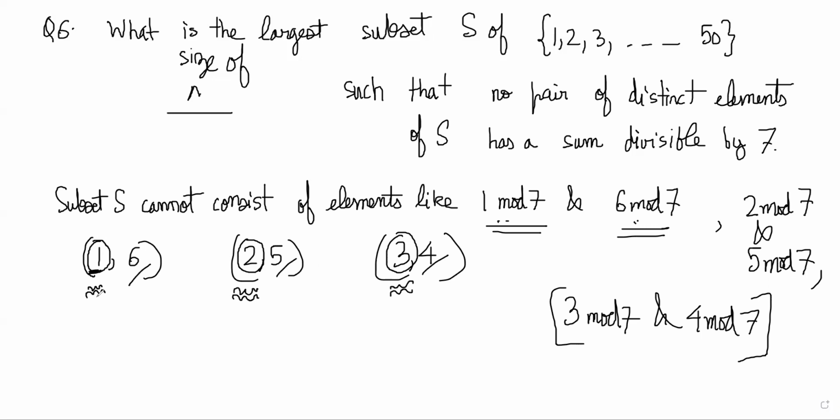Also, you should also think of elements that are actually divisible by 7, 0 mod 7. You cannot pick two numbers like that.